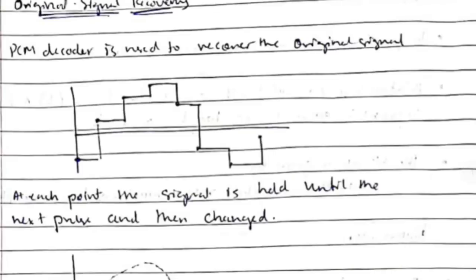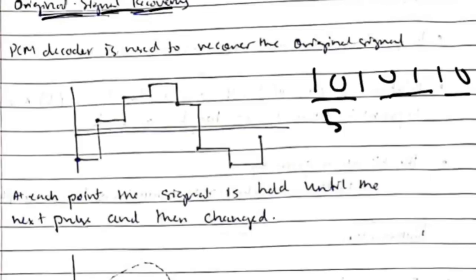Okay, original sound recovery means decoding. We have the digital data here, 101101 like that, and we have to convert the digital data into an analog signal. For that we'll write the binary codes equivalent of this: 101 is 5, 011 is 3, and here also 011 is 3. Okay, we'll be holding the value at each interval.